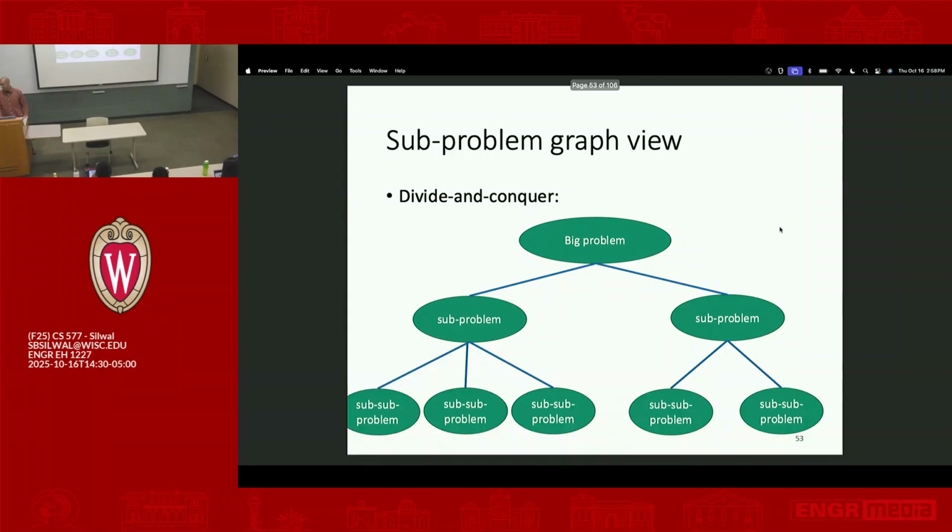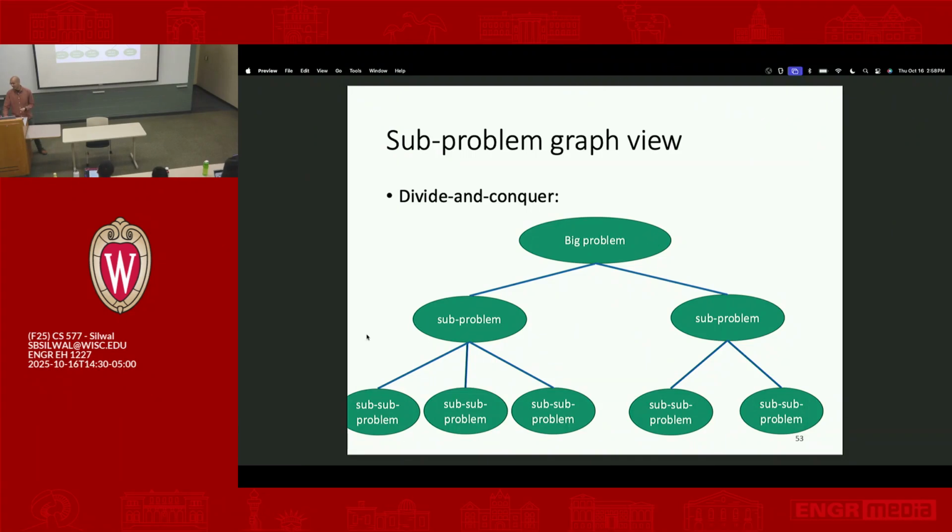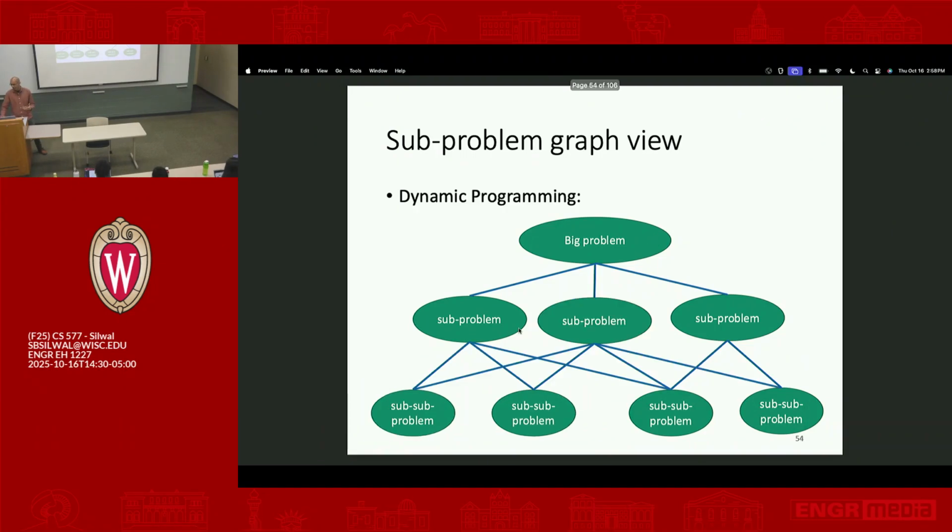Essentially, if I draw a tree, then they end up looking like this. Divide and conquer: I break it into subproblems and I go down. Dynamic programming: the subproblems may call on each other in more complicated ways. It's not true, as in divide and conquer, that the subproblem originates from one subproblem. In dynamic programming, we need to remember answers so that we may call on arbitrary answers throughout time.